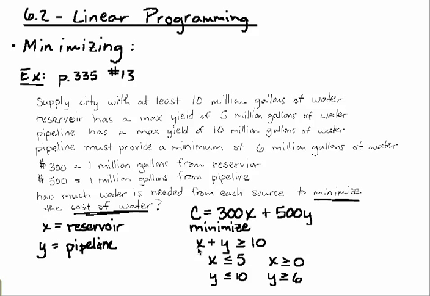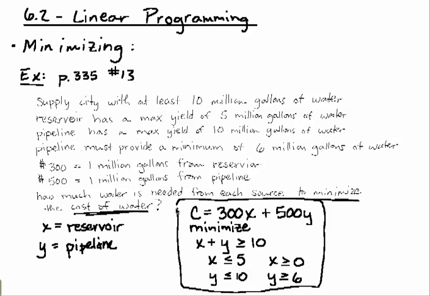x plus y is greater than or equal to 10. x has got to be less than or equal to 5, but greater than or equal to 0. And y must be less than or equal to 10 and greater than or equal to 6. And this is how we would set up this problem. And again, in 6.2, we're just setting up the problem. In 6.3, we're going to see how we're going to use this information to find how much water we'll need to minimize the cost.